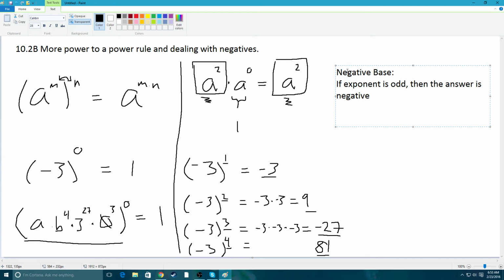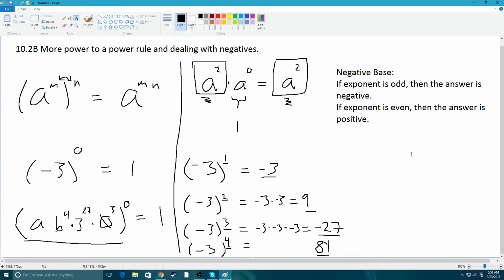So if you have a negative base and the exponent is odd, then the answer will come out negative. If the exponent is even, then the answer is positive. So negative base, odd exponent, negative answer. Okay. That's the rule.